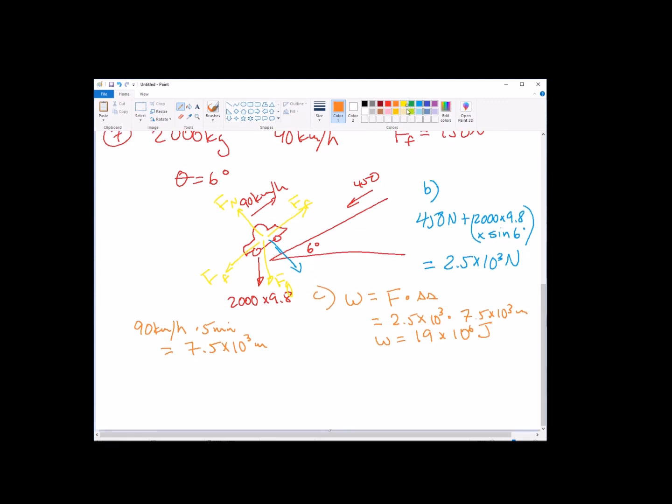And then last part, D, says, What is the power generated by the engine? So power is equal to work over time, 19 times 10 to the 6 over, no sorry, time. 5 minutes is 300 seconds, so it equals 63 times 10 to the 3, or 63 kilowatts. Right? There you go.